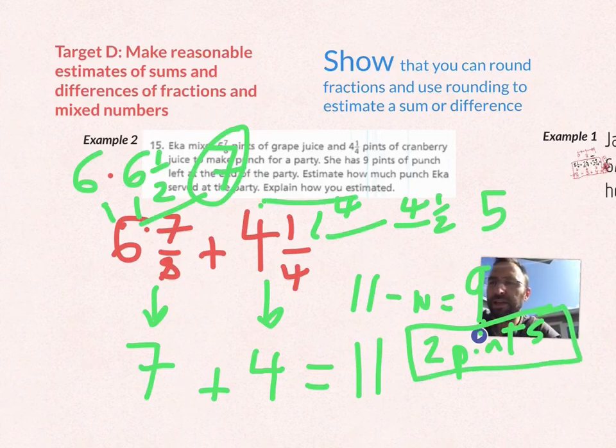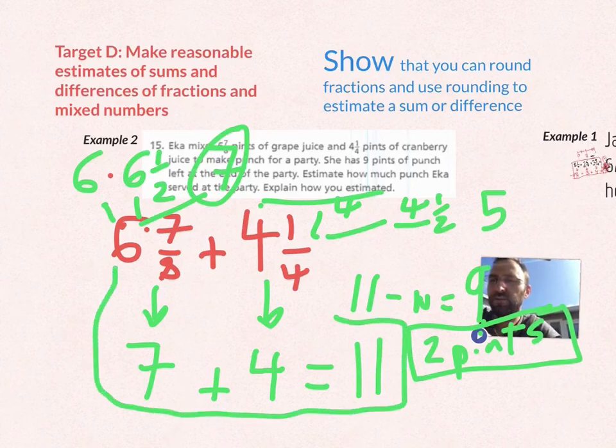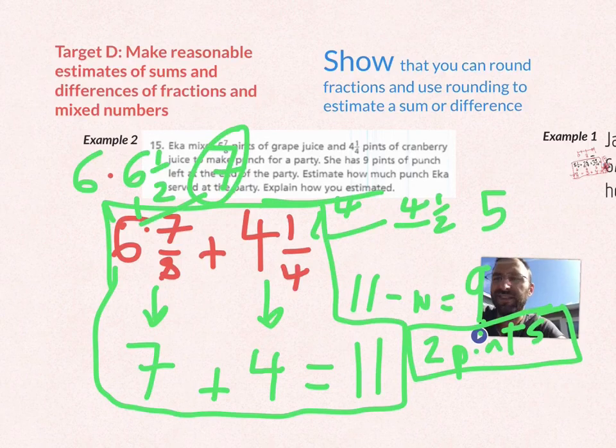We can explain how we estimated just by showing this here. You don't actually have to use words. If you wanted to use words, you would say I rounded 6 7/8 to 7. I rounded 4 1/4 to 4. That's about 11. And then I subtracted the 9 pints that she had left over. So she must have served 2 pints. Okay, but if you want to show it with numbers, it would look something like this.